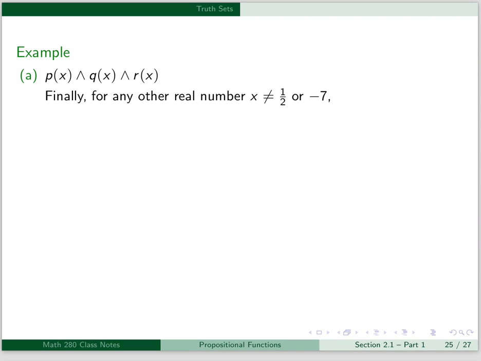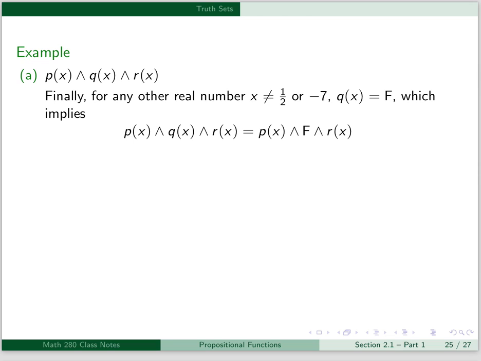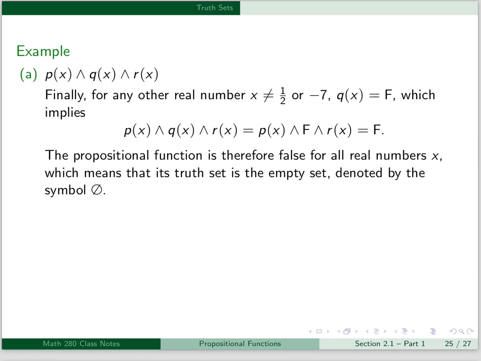Finally, for any other real number x not equal to 1/2 or -7, q of x is false, which implies p of x and q of x and r of x will be p of x and false and r of x, which will be false regardless of what the truth values for p of x and r of x are. The propositional function is therefore false for all real numbers x, which means that its truth set is the empty set, which is denoted by the symbol shown, a circle with a slash through it.